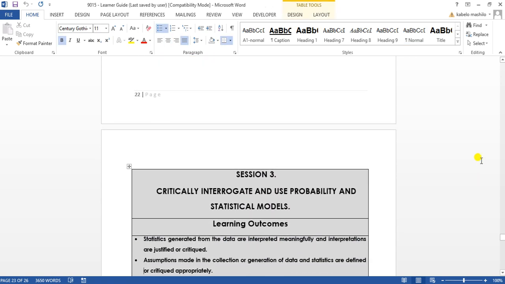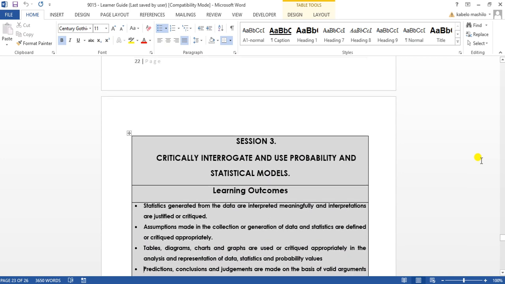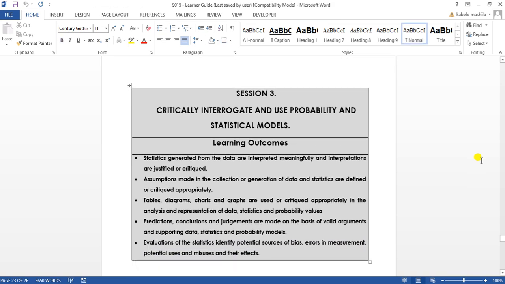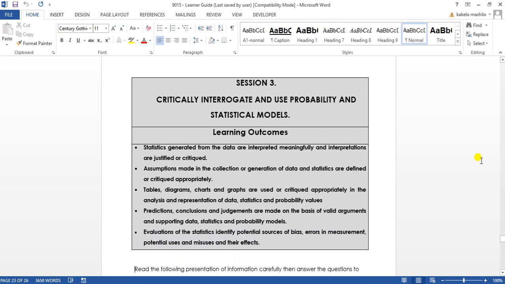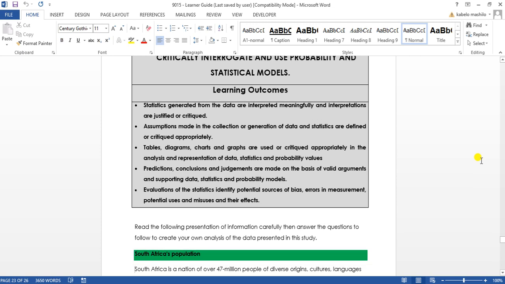So section 3: critically interrogate and use probability and stats models. Stats generated from the learning outcomes. Stats generated from the data are interpreted meaningfully, and interpretations are justified or critiqued. Assumptions made in the collection or generation of data and stats are defined or critiqued appropriately. Tables, diagrams, charts, and graphs are used or critiqued appropriately in the analysis and representation of data, stats, and probability values.